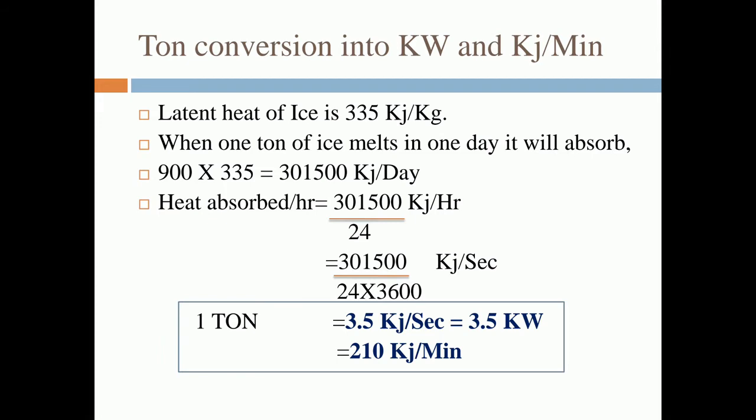When we calculate the whole data, we get 1 ton equal to 3.5 kilojoule per second, and kilojoule per second, as we know, is kilowatt, so 3.5 kilowatt. And when we convert into kilojoule per minute, we get 210 kilojoule per minute. So if somebody asks, 1 ton is equal to how much kilowatt? The answer is 3.5. It is a round value, and 210 kilojoule per minute.